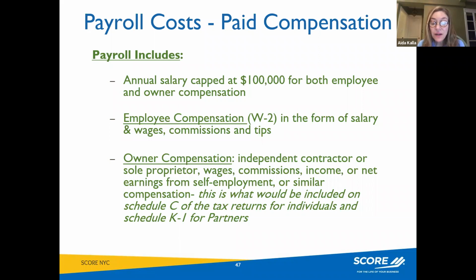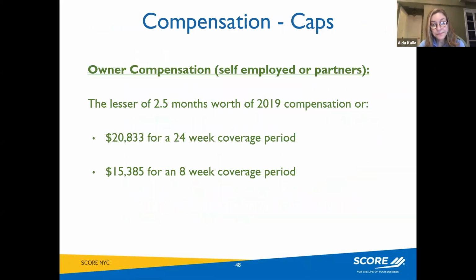So that doesn't mean that you are going to be able to qualify for the whole amount, because I'm going to go into the next slides and show what the limits on that are. If you are in a partnership, then as you know, you anyway have to file a K-1 for partners, and it's the same concept.